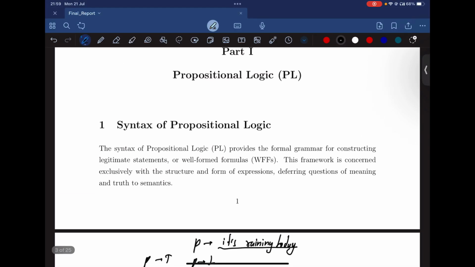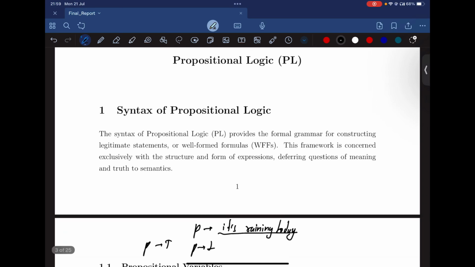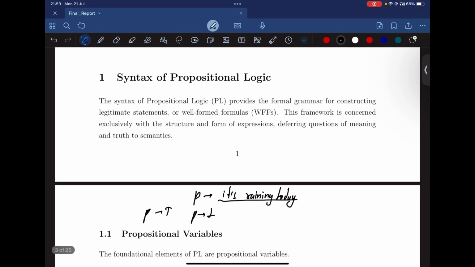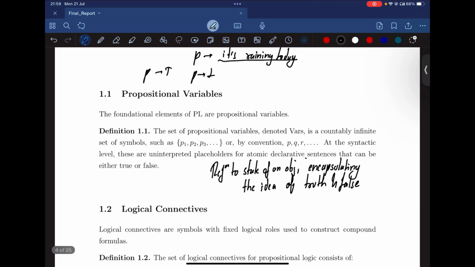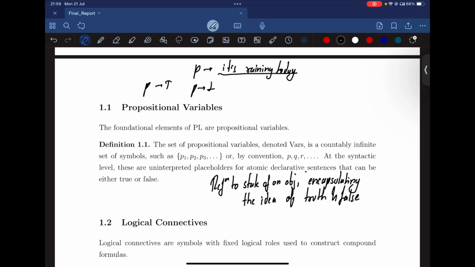Hi, we'll first start with propositional logic. Propositional logic is the simplest way where we can express statements and reason over them with certain rules. So to start, we can start with propositional variables. Propositional variables are nothing but a reference to a state of an object, which essentially encapsulates the idea of them being true or false. Let's say there's a statement, it's raining today.